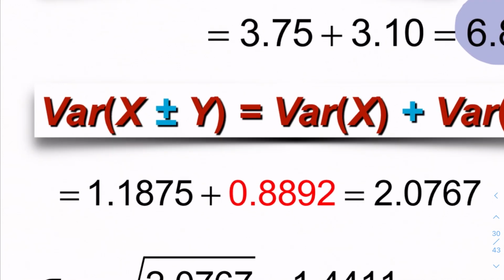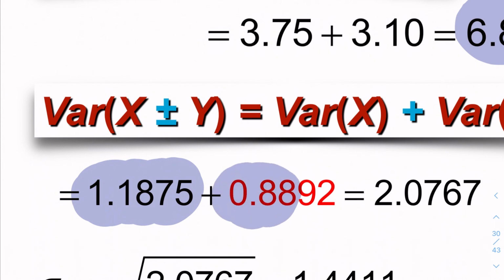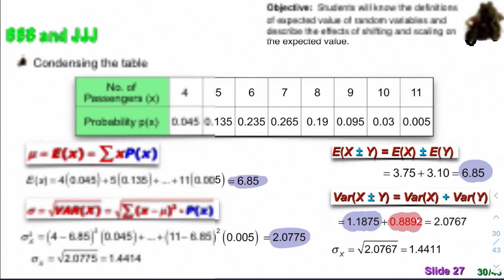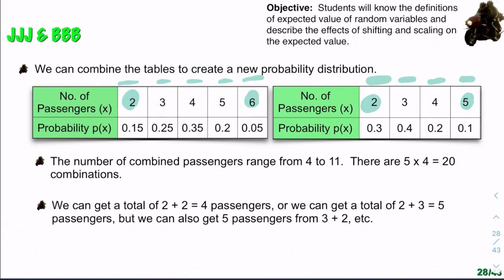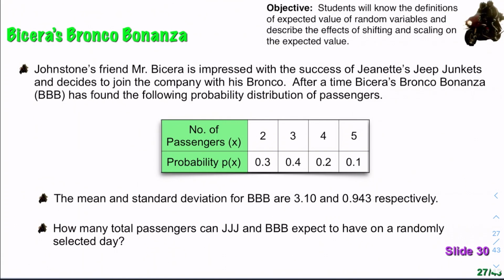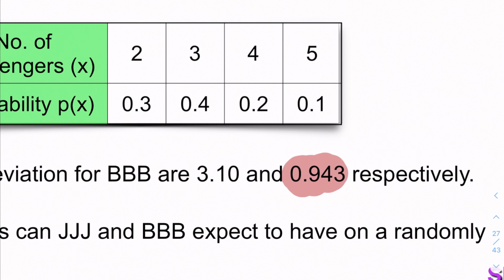Now notice the variances add. So our variance for the Jeep Junkets is here. And the variance is here. Now you might be asking yourself, Mr. Swenson, on the previous slide, you said Becerra's Bronco Bonanza, if I go back here, is 0.943. This is the standard deviation of, let's say, B, or sigma B, if you will.